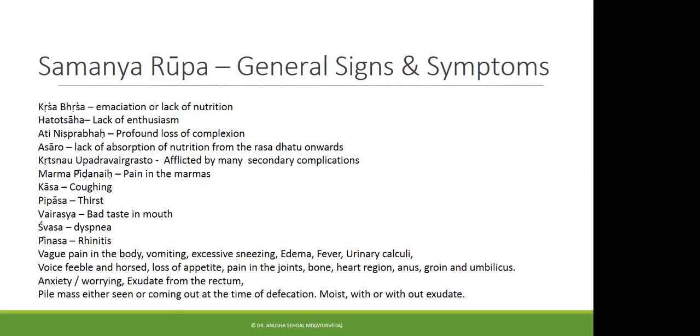Okay, so the next is the samanya rupa, or the general signs and symptoms. These are not exclusive. So this is exactly what I was telling you, that you can find some of these symptoms even before it becomes specifically a Vātaja type or a Pittaja type or a Kaphaja type. Okay, or these are also just indicators that the person may be developing Arśas. So some of the samanya rupas, or the general signs and symptoms of this condition or of this disease, is emaciation or lack of nutrition.